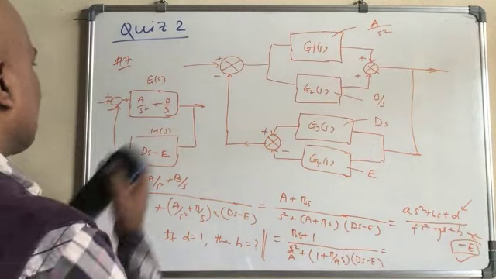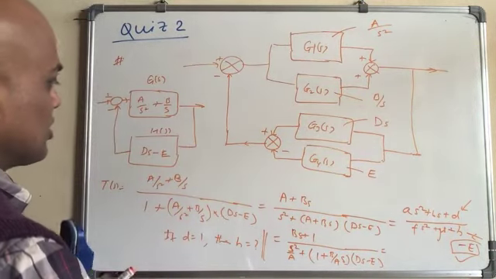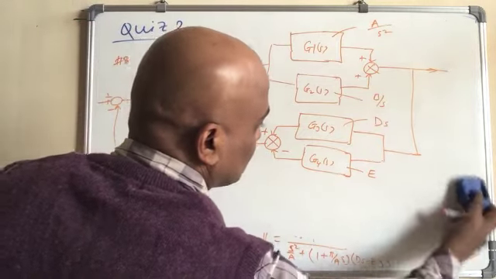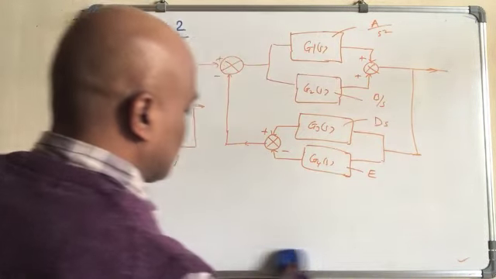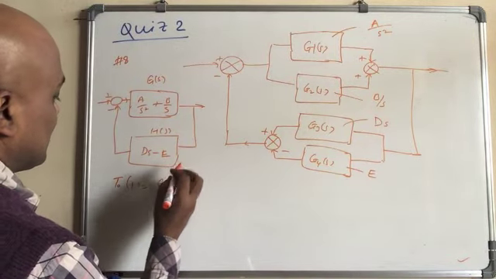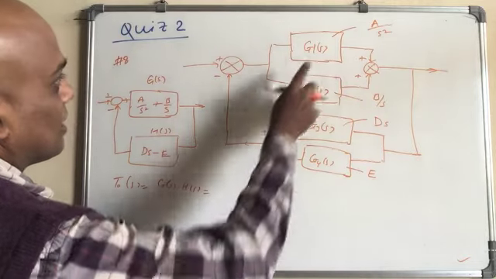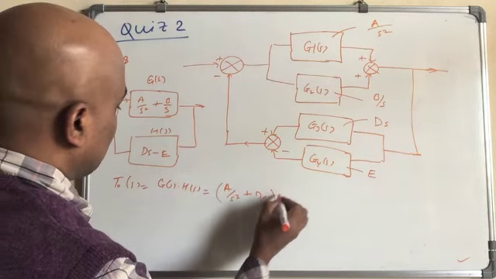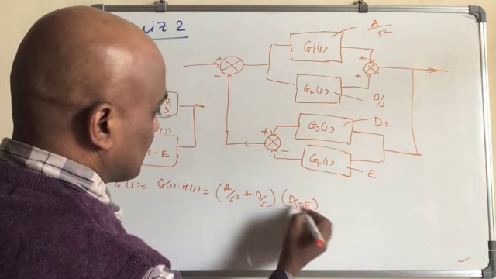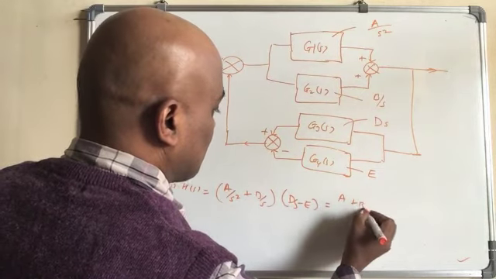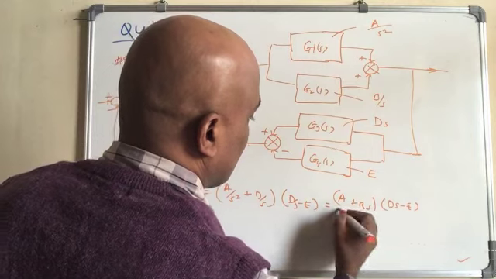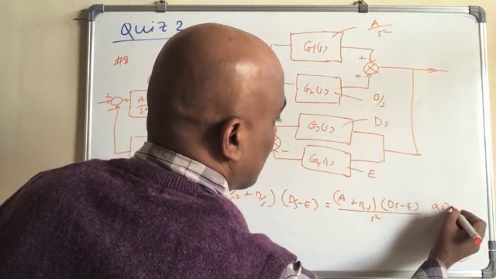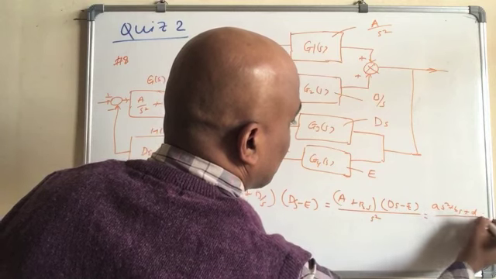The next question is related to this one only. Now it's about the open loop transfer function. Earlier it was closed loop, now it is the open loop transfer function. The open loop transfer function will simply equal G times H. So T O S equals G S times H S, which is A over S square plus B over S, multiplied by D S minus E, which equals A plus B S multiplied by D S minus E, divided by S square. That's what you get.